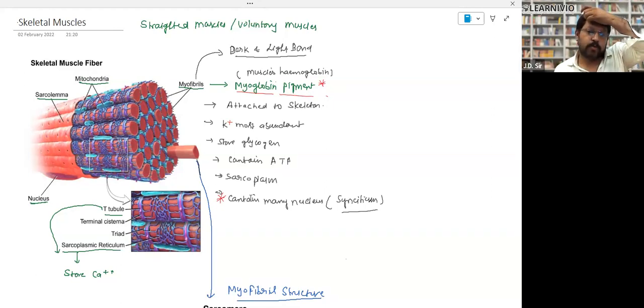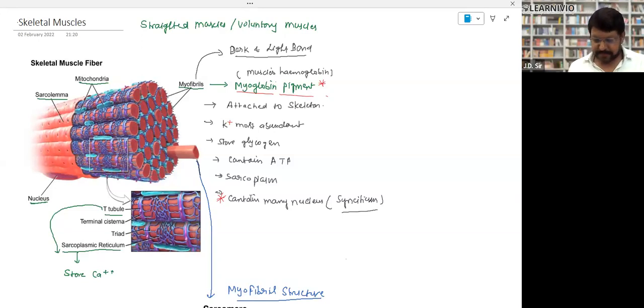Have any idea? What is the monomer of myosin protein? That was the question. Twice this question has been asked. Next question was what is the function of sarcoplasmic reticulum? This question has repeatedly been asked in different ways. Yes, very good. Monomer of myosin is myosin. And the function of sarcoplasmic reticulum, as written on the screen, is calcium storage.